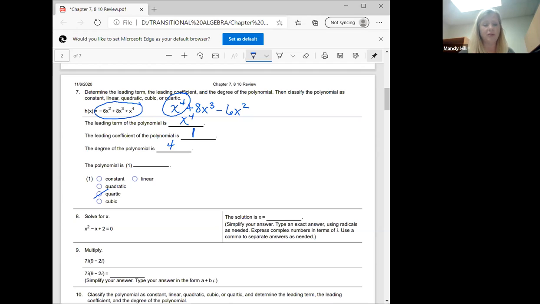Okay, so a constant would be it had no variables at all. Quadratic would be the highest power would be a squared. Quartic is raised to the 4th. Cubic is raised to the 3rd. So this would be an x to the 0. This would be x squared. This is x to the 4th. This is x to the 3rd. And linear would just be an x to the 1st power.